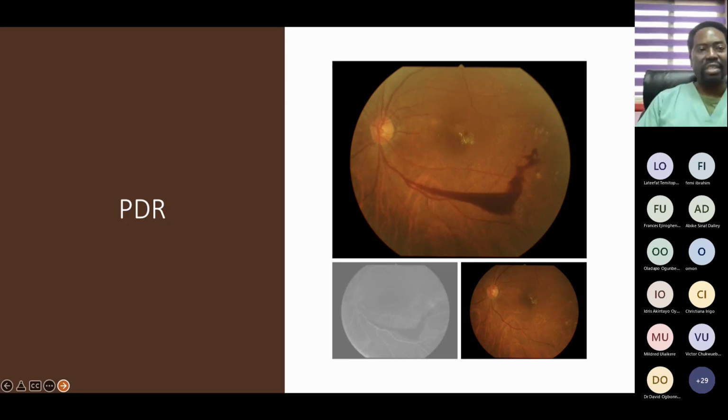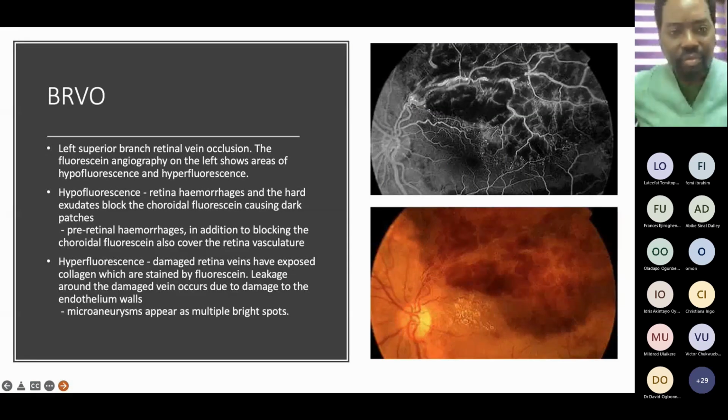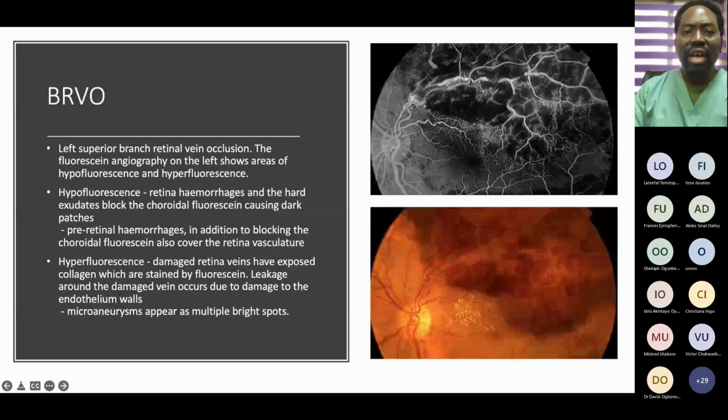Proliferative diabetic retinopathy, branch retinal vein occlusion. Fluorescent patterns. So we can see this is a patient who had a branch retinal vein occlusion and presented.